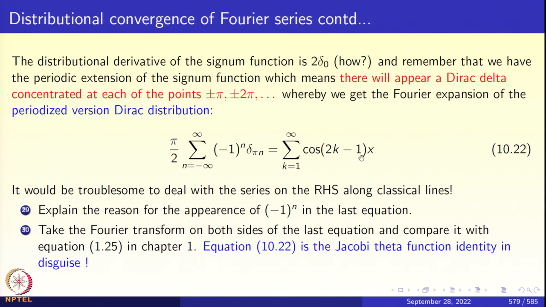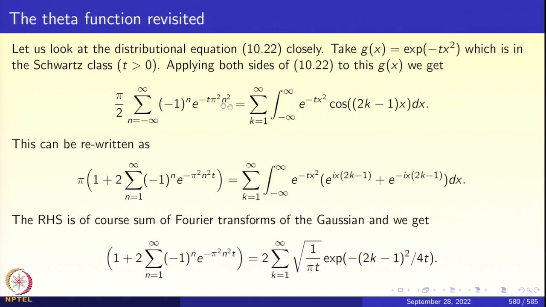cos((2k-1)x) paired with g(x) is simply the integral of g(x) cos((2k-1)x) dx. So what do I get? That's exactly what I got on the right hand side: the integral from minus infinity to infinity of e^(-tx^2) cos((2k-1)x) dx. The left hand side is the summation from minus infinity to infinity of (-1)^n e^(-t pi^2 n^2), the g hat evaluated at pi n.